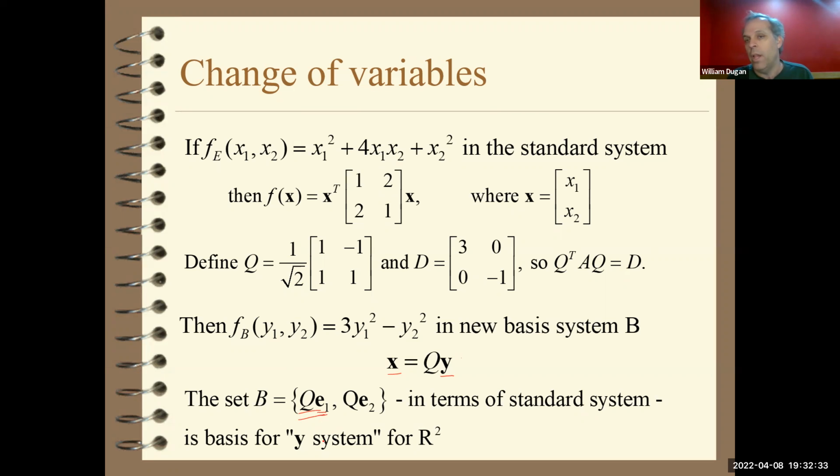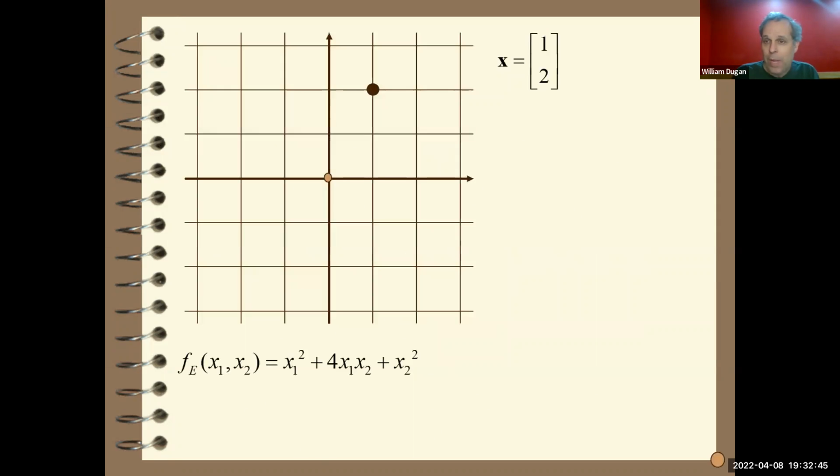Now, granted, when you look at this, it might be really hard to understand. So on the next slide, I'm going to do the same thing with pictures and with certain numbers, so we don't have quite so many symbols. There we go. We have our function. Our function currently is being written in its standard basis form. So that's x1 squared plus 4 x1 x2 plus x2 squared.